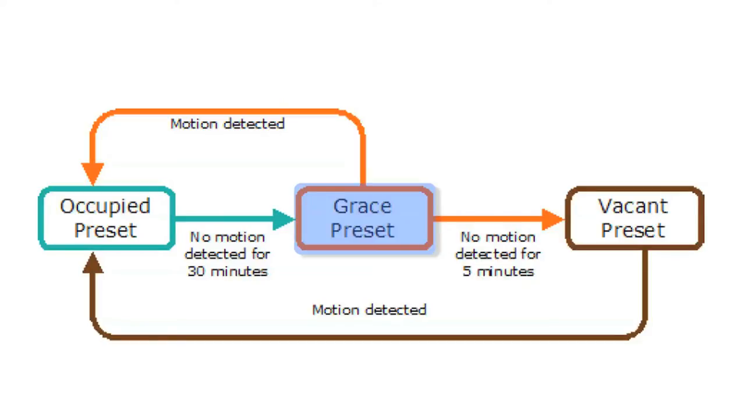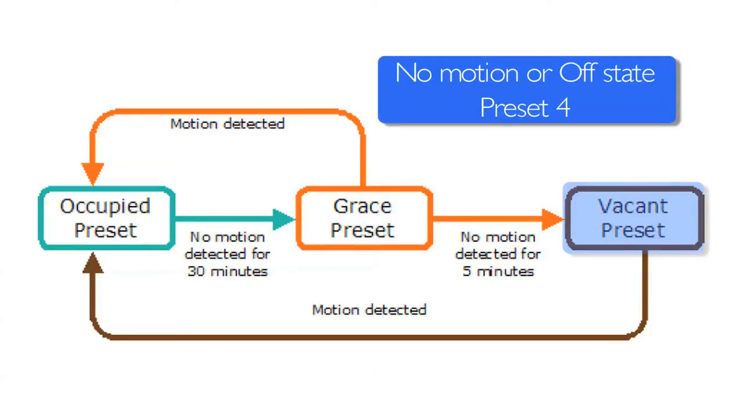If while in the grace preset there was no motion detected because I had left the room, however, the lights can then go to preset 4, which is no motion, or an off state. So let's take a look at EP to see how this is configured.